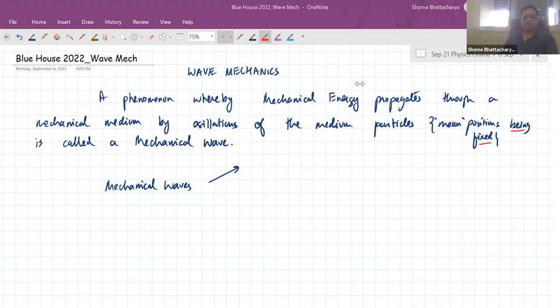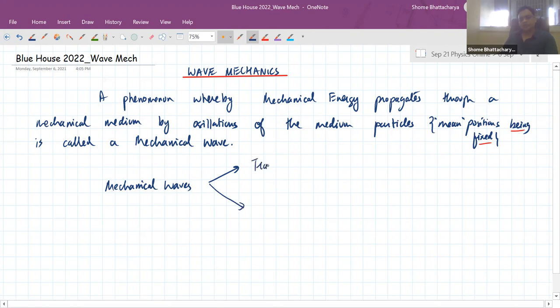But that will be when we are doing optics. Over here, we're talking about mechanical waves or wave mechanics. So we are restricting ourselves to those kinds of waves which propagate through a material medium or a mechanical medium. Okay. And they propagate their energy by means of creating oscillations in the medium particles. So on the basis of that, we divide our mechanical waves into two categories. As you might have heard, transverse mechanical waves and longitudinal.